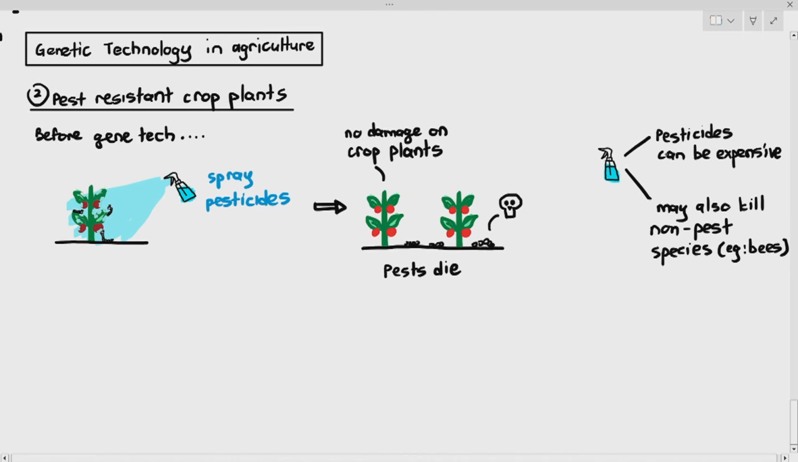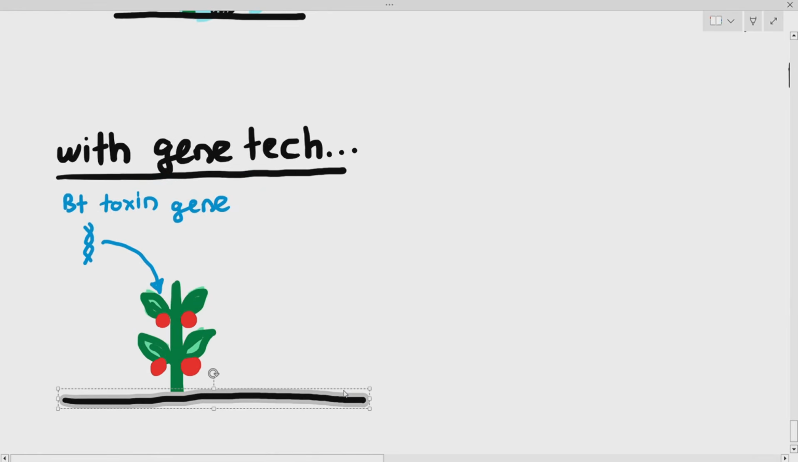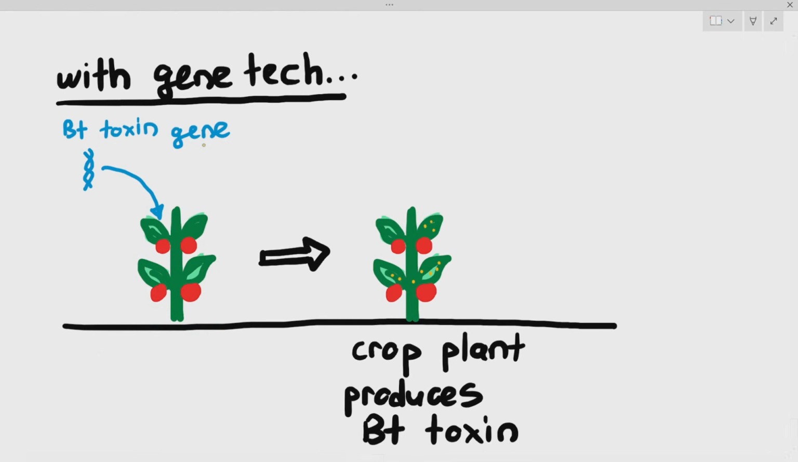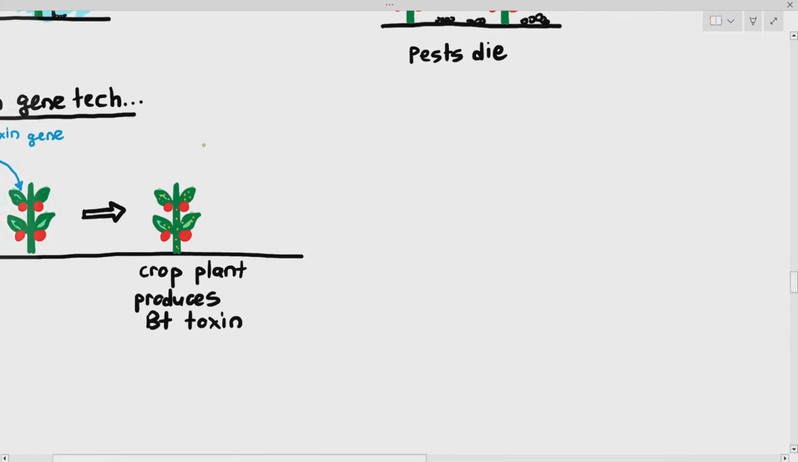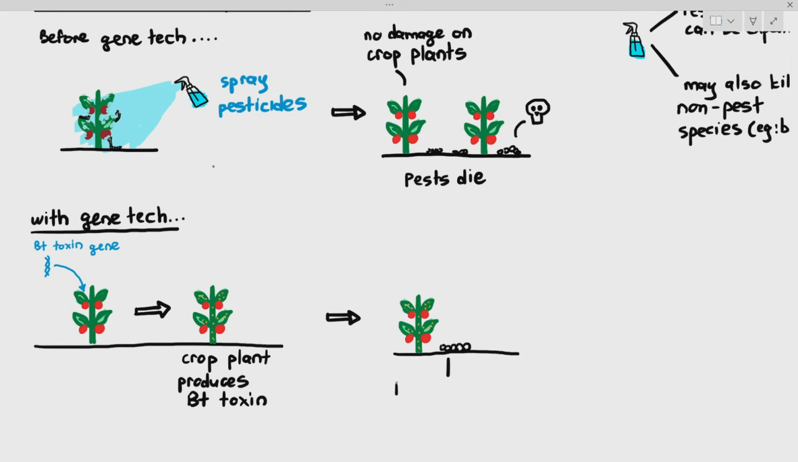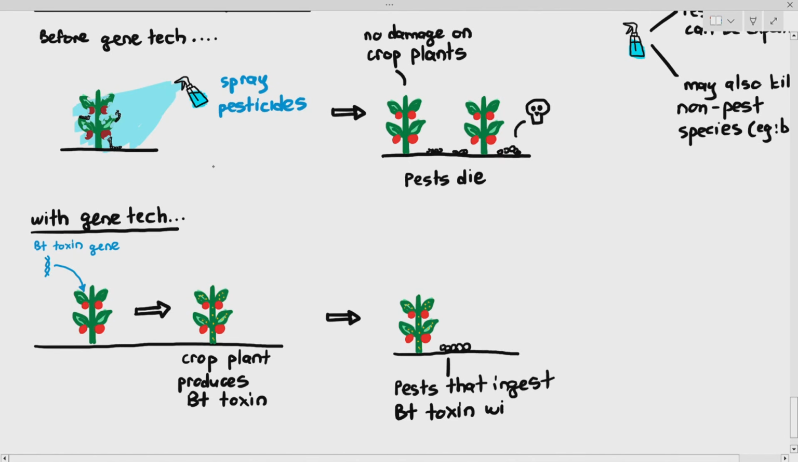and we don't want bees to die because bees are natural pollinators. So with genetic technology, what the scientists will do is insert something known as the Bt toxin gene into the embryo of the plant, and then the plant will develop, and that plant will then become a genetically modified pest-resistant crop plant. And how are they pest resistant? They are able to produce something known as Bt toxin. So what exactly is Bt toxin? Bt toxin is just a particular toxin that when the pest tries to eat the plant, the Bt toxin will enter the pest's body and the pest will die. The insects will die in this case.